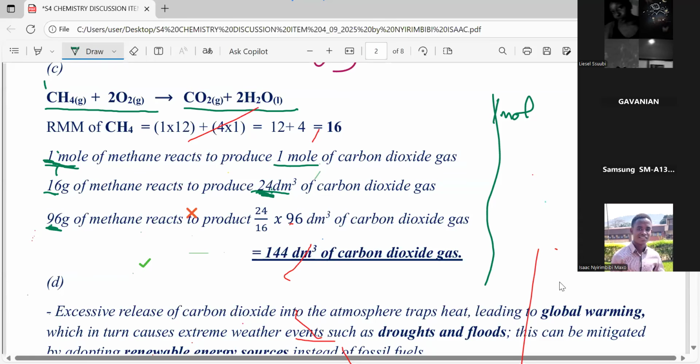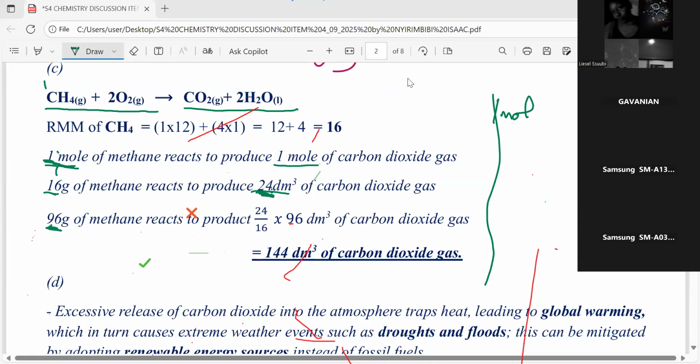No. Okay, you can now mute, and you will see these 2 people who are raising up the hand, and then we close. Samsung, unmute.